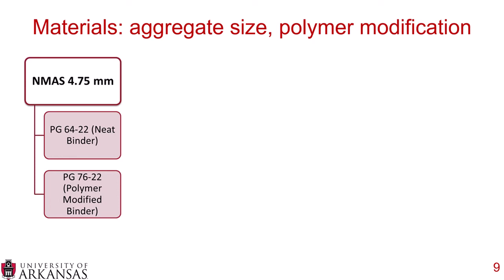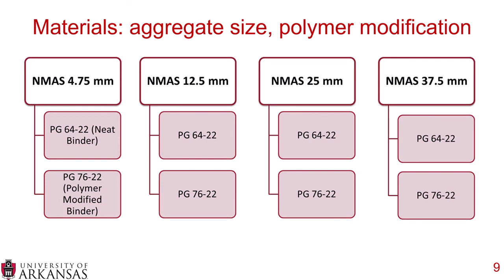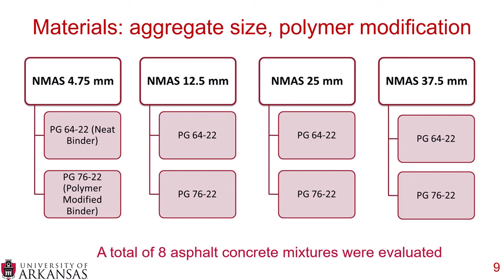We used a nominal maximum aggregate size of 4.75 millimeters, and then we also took those 2 asphalt binder types and we looked at nominal maximum aggregate sizes of 12.5 millimeters, 25 millimeters, and 37 millimeters. So we had 4 different aggregate sizes, we had 2 different types of asphalt binder, so we had a total of 8 asphalt concrete mixtures evaluated in this study.